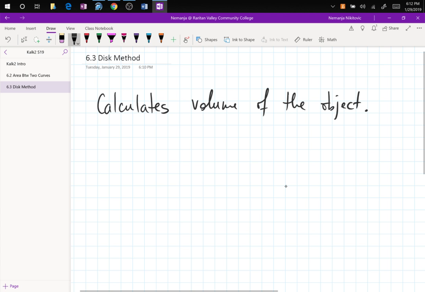Now these objects all have to have a very specific quality, and this is that they have to be circular. They have to be round.